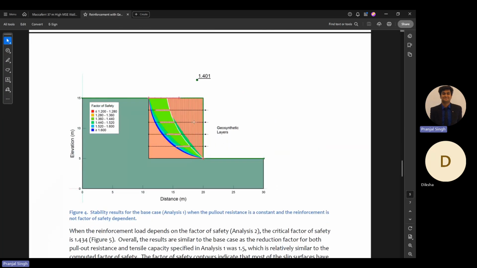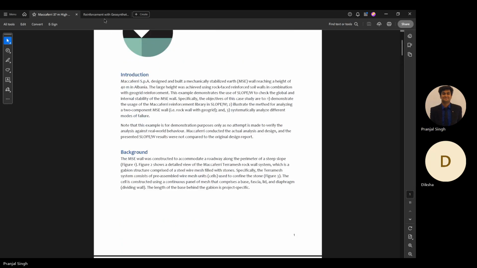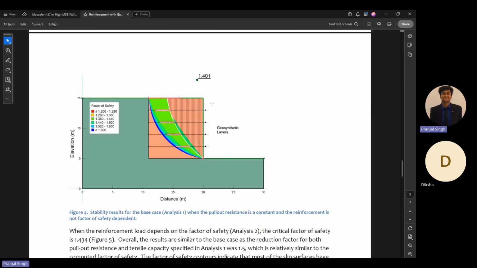So the task for you is that first of all, you have to calculate the factor of safety using the linear wedge method. And then you also have to go through this, and we'll discuss this part at around 8:20.